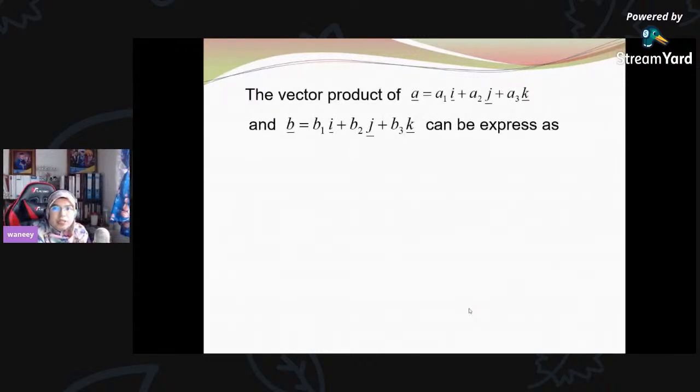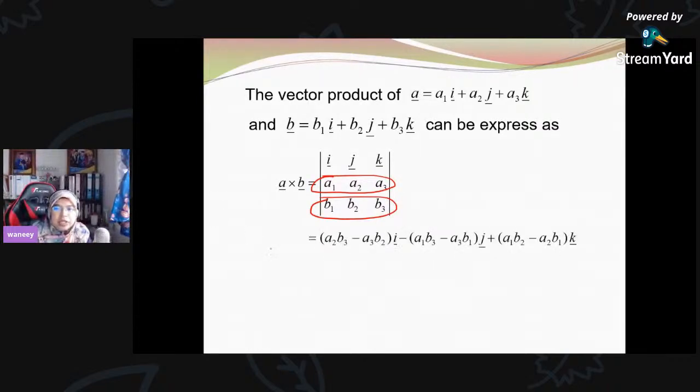Okay, next. The vector product of A, if let's say A is A1i plus A2j plus A3k and B is B1i plus B2j plus B3k, can be expressed as the determinant of A and B. So A cross B is equal to the determinant of i, j, k; A1, A2, A3, which is vector A; B1, B2, B3, which is vector B. So this is how we are going to calculate A cross B. To take the determinant, we are going to expand along the first row. So deleting first row, first column, minus deleting first row, second column, and then deleting first row, third column. And then we're going to take the determinant for the 2 by 2.